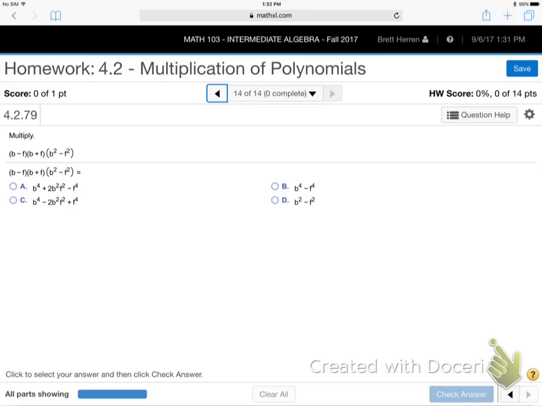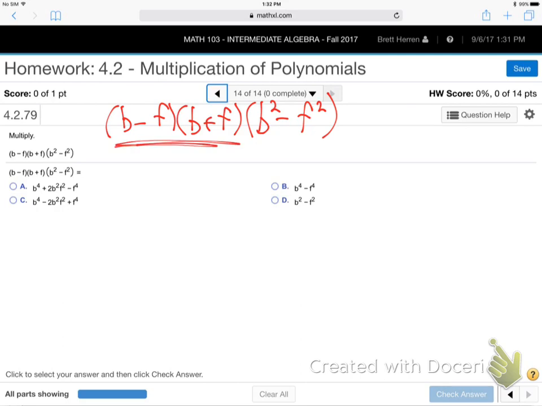So number 14 is a big one. B minus F, it's got 3 parentheses. B plus F, and then B squared minus F squared. Well, really, when you got 3 parentheses, just multiply any 2 of them. It really doesn't matter which, front 2, back 2, whatever. Multiply 2 of them, get an answer, then do the last 2. So, for example, I'll just start with these 2, let's say. And the last one will just sit there waiting.